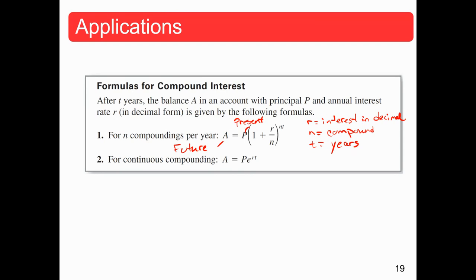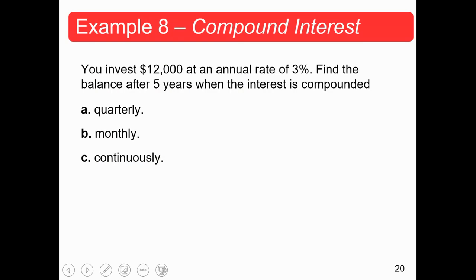We also have a formula for continuous compounding. Whenever you see in a problem that it's continuously compounded, you know it is in this form. It is going to be P e to the RT. e is that special natural number. It's on your calculator, and it will be to the power of the rate, which is the same as what you would see above, and T is in years. So let's look at an example of this.